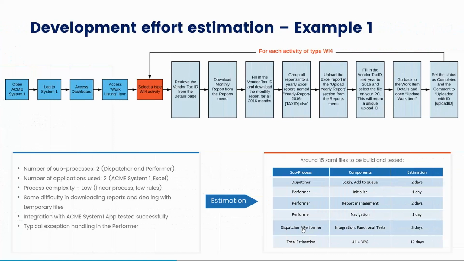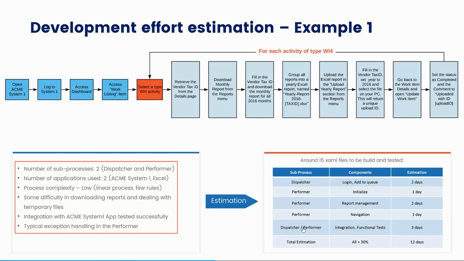Let's estimate the development effort for the Acme Process 4, Generate yearly report for vendor, which we automated as part of the RPA Developer Advanced Training. We're already familiar with the process, which should make the estimation easier. Let's assume that we have decided on a scalable solution using an Orchestrator queue, so we have two sub-processes, Dispatcher and Performer. We're using two applications, Acme System 1 and Excel. The process is linear and fairly simple, so the complexity is low. But there is a bit of a difficulty in downloading reports and dealing with temporary files.